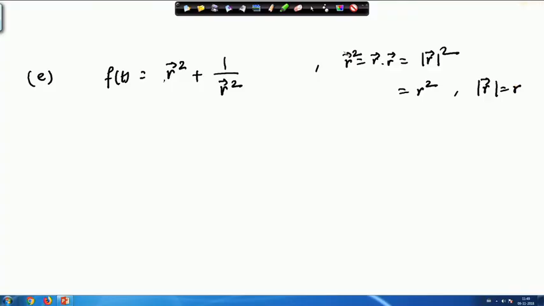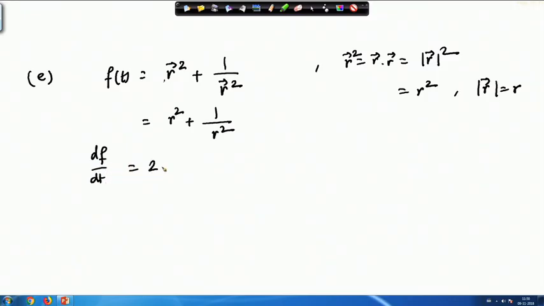So that means instead of writing vector r square, I can replace it with scalar r. So let me write it as scalar r square, and 1 by r square. Now this is a scalar function of t. So instead of writing vector, it's basically a scalar function. So writing f(t) makes sense. Now I am differentiating with respect to t.